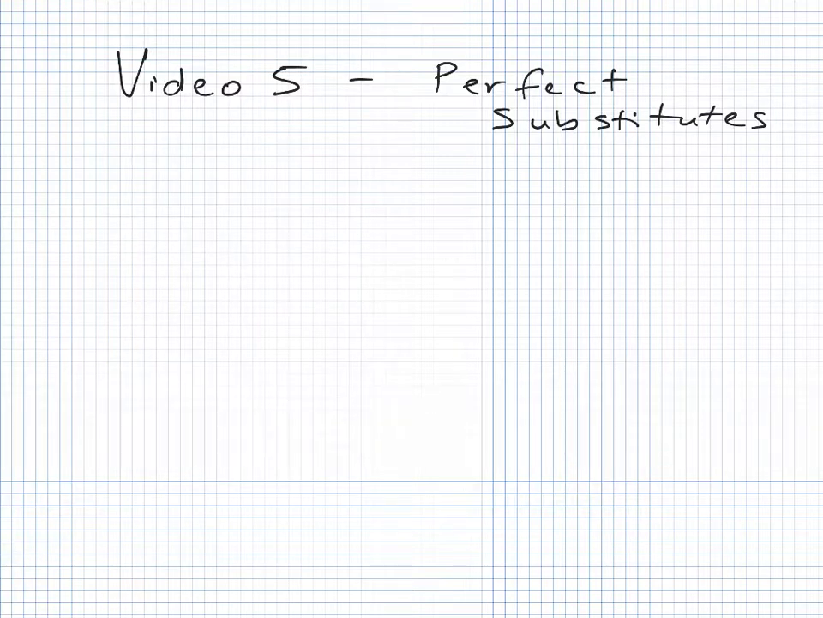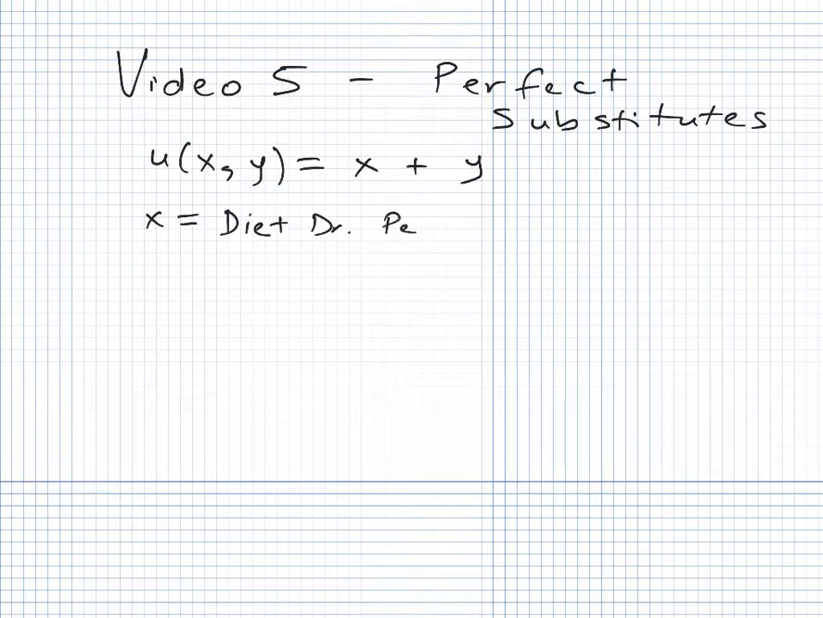So to get us started, let's assume we're going to work with the following utility function. Utility equal to X plus Y. And for the examples we'll work with in this video, I'm going to let X be one type of diet soda. We'll call X Diet Dr. Pepper. And good Y will be Diet Coke.